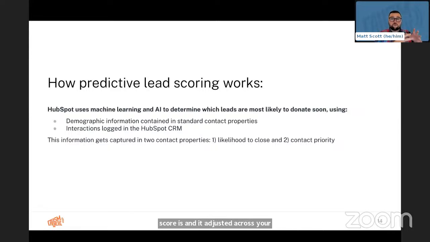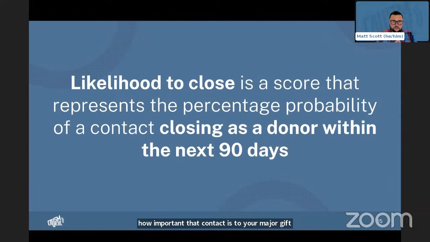There's a lot of information about your prospective donors inside your CRM, and it really allows you to determine the probability that a lead will convert into a donor. And it focuses on two main contact properties: the likelihood to close, and the contact priority, how important that contact is to your major gift officers. The likelihood to close is essentially the score that represents the percentage probability of a contact closing as a donor within the next 90 days.